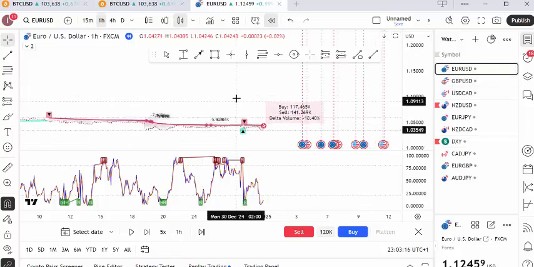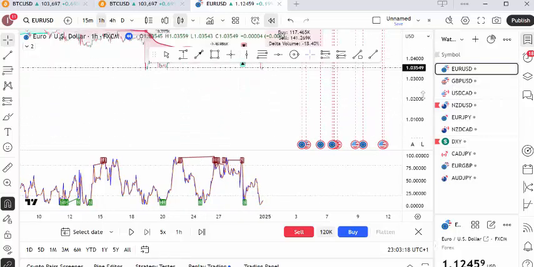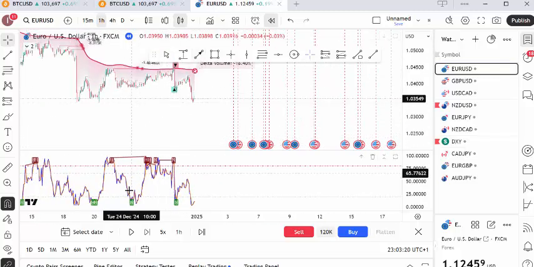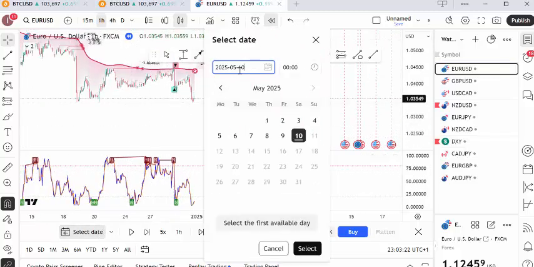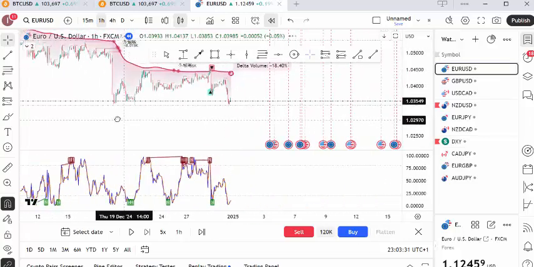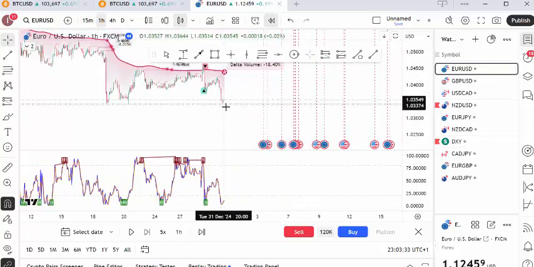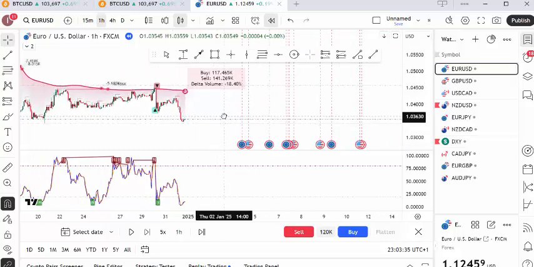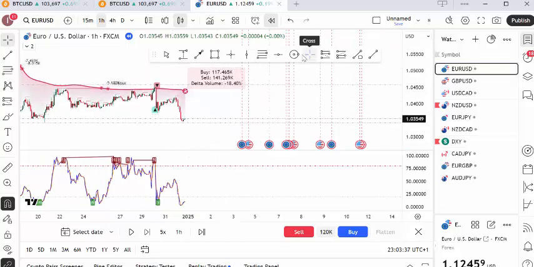But right now, I'm backdating it from the 1st of January. Let's go to January. Let's go to the 1st of January. Good. Now this is our data, 1st of January 2025.